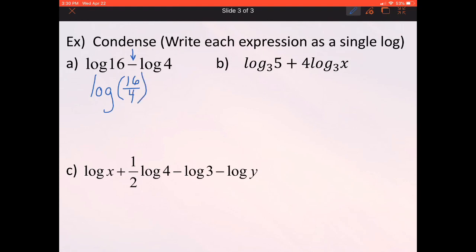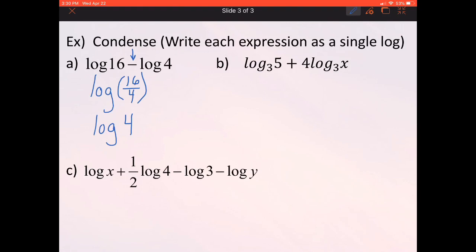That would be my answer, but sometimes you can simplify, so please do that. So my actual answer is log of 16 divided by 4 is 4. So that's my final answer for example A for condensing. All right, let's look at example B. So in example B, I see 2 logs and they're being added.